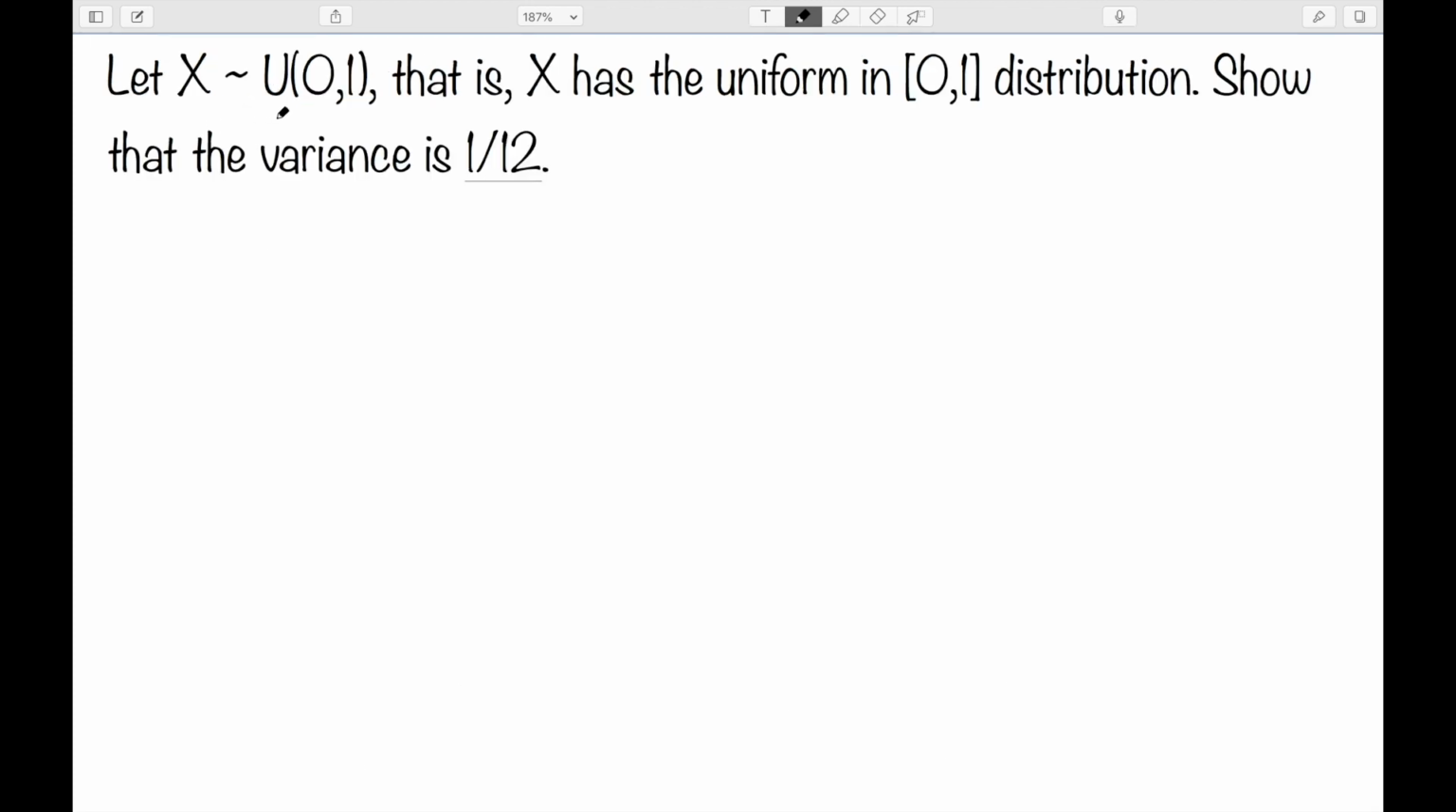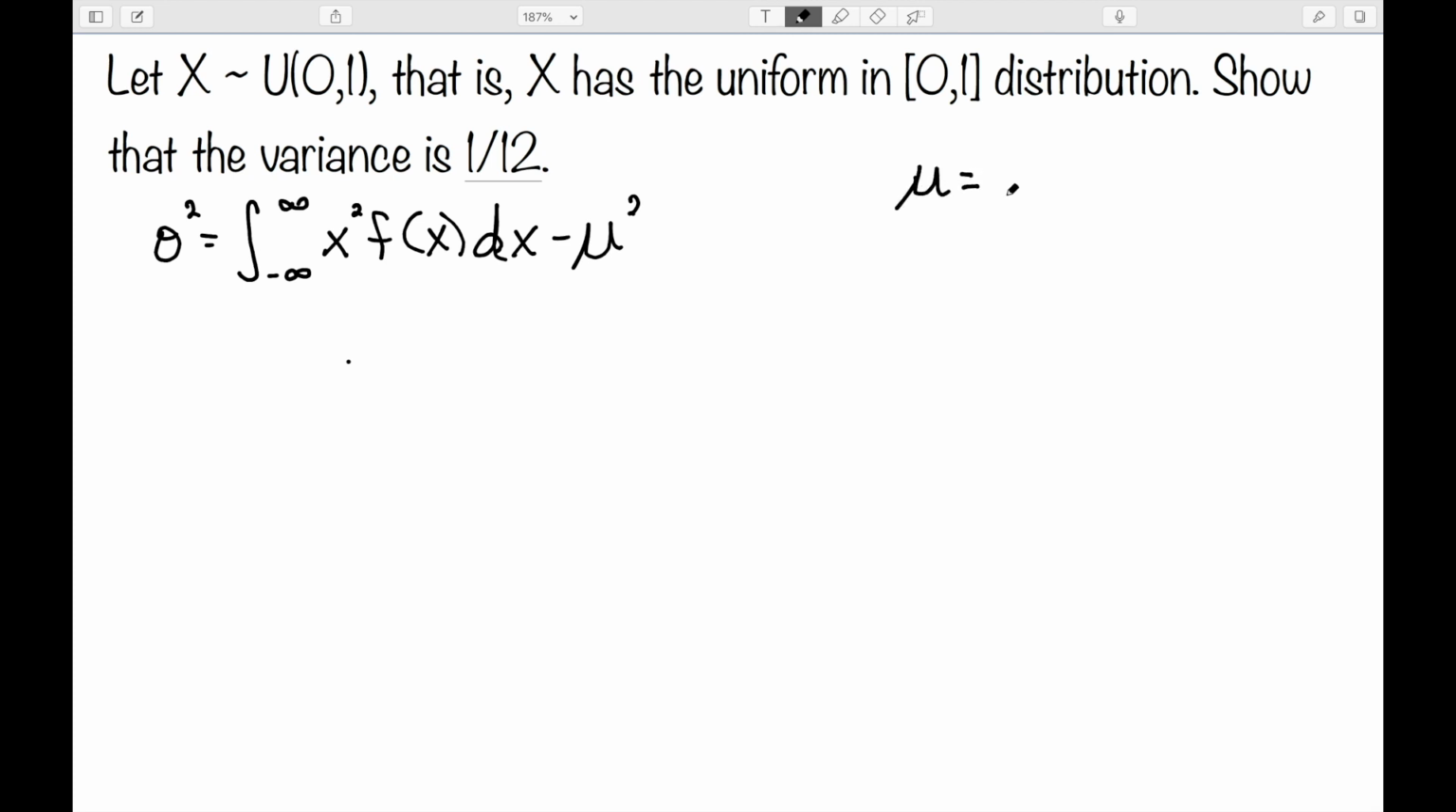Next, let's let x be the uniform distribution from 0 to 1. Since this is continuous, I need to look at the integral from minus infinity to infinity of x squared f of x dx, minus mu squared. And in a previous video, I showed that the mean of this distribution is 0.5. In addition, f of x is defined to be 1 between 0 and 1, and 0 otherwise.